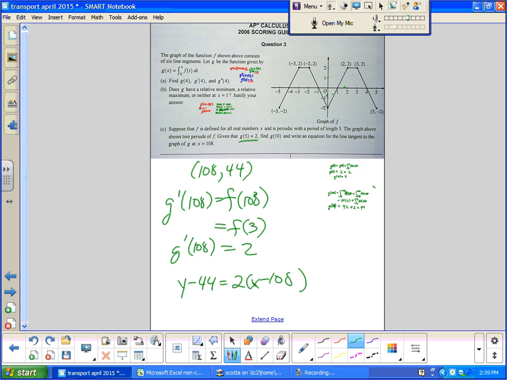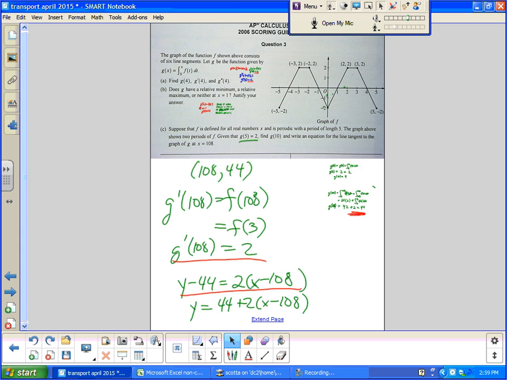It says write an equation, so my temptation might be to move the 44 to the other side so that you have y equals. They didn't do that on the AP, but I would probably do this if you're taking the AP. What they gave credit for: 1 point for g of 10, 1 point for 44 over here, g of 108, 1 point for g prime of 108 being 2, and 1 point for the formula, or the line, which is shown here.